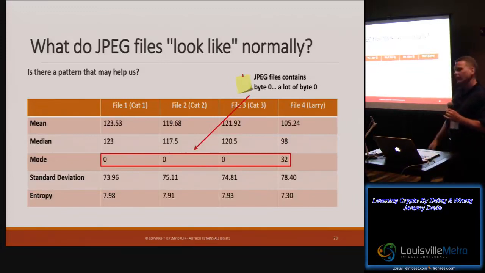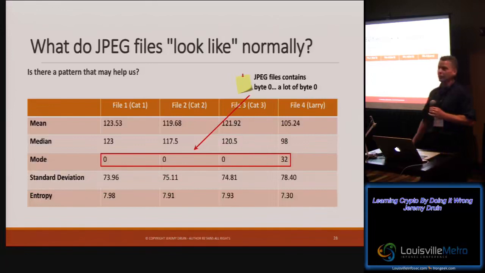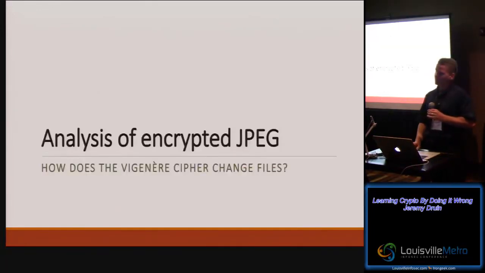So here are all those statistics boiled down into an easy to read chart. And the thing that we notice the most is that mode is 0 the vast majority of the time. And even when the 32 beat out 0 by just a little bit, 0 was still extremely popular in these files. So that's our takeaway. Byte 0 is effectively our letter E for our purposes in this study.